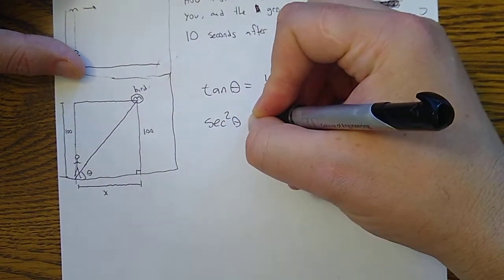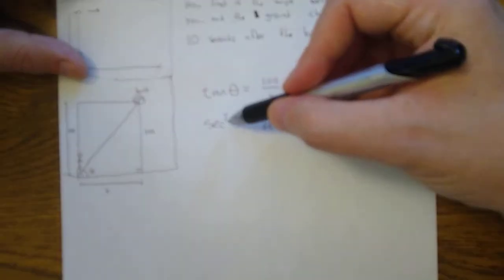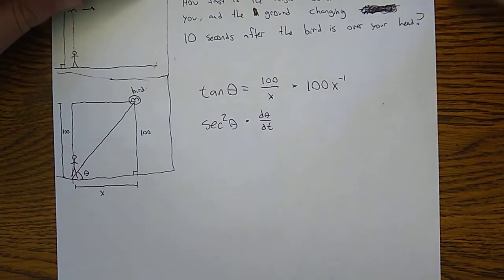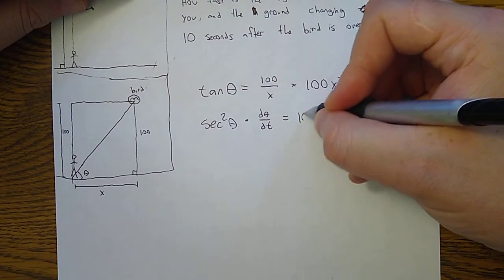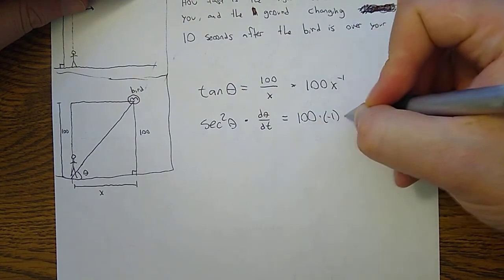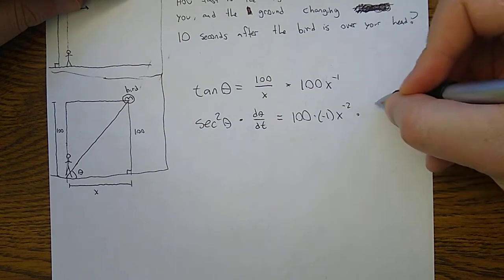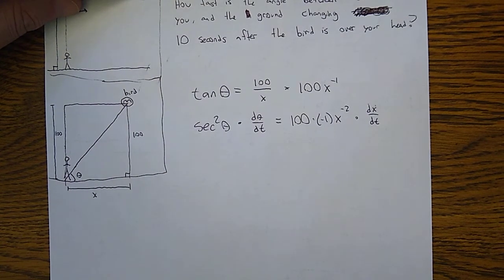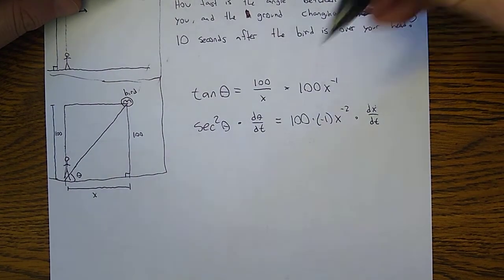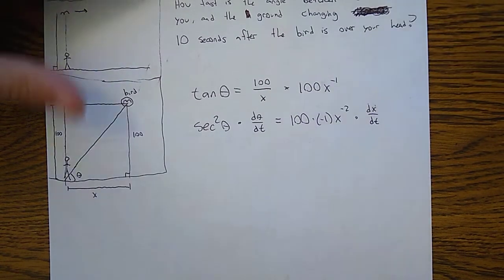Secant squared theta d theta dt, right? Because the derivative of tangent is secant squared, but then I have to think about the chain rule, and I have to do the derivative of the inside. That's why there's d theta over dt there. And that would equal the derivative of this. So that would be 100 times negative 1 x to the negative 2 times the derivative of the inside, dx over dt. Okay, so now I am at the point where I just have to plug in the relevant information that's valid at the instant in question.